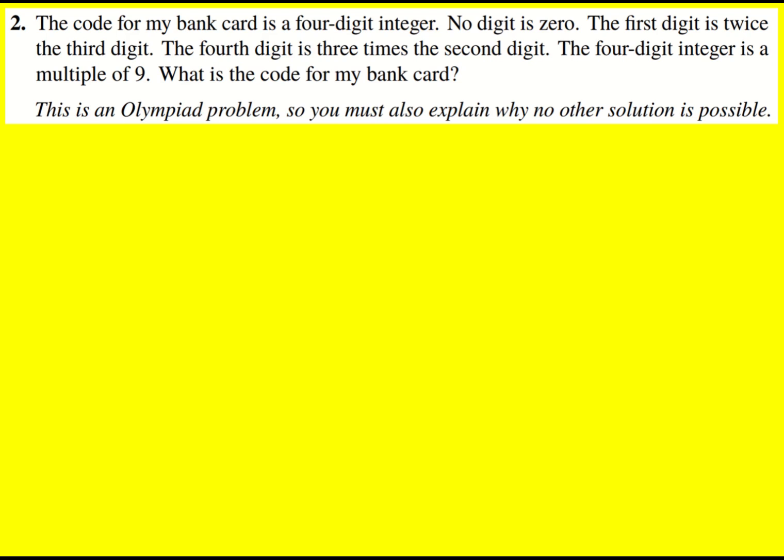The code for my bank card is a 4-digit integer. No digit is 0. The first digit is twice the third digit. So I called the third digit A, and then the first digit is going to be 2A.